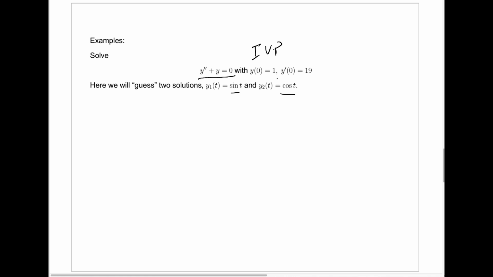So even though we haven't learned any method of finding this, it's pretty obvious now that sine t and cosine t will actually work. These are two particular solutions. Now, what we learned is that once we have any two solutions, all linear combinations of these solutions are also solutions. So any function y of t equals c1 times sine t plus c2 cosine t, where c1 and c2 are any real constants, will also be a solution.